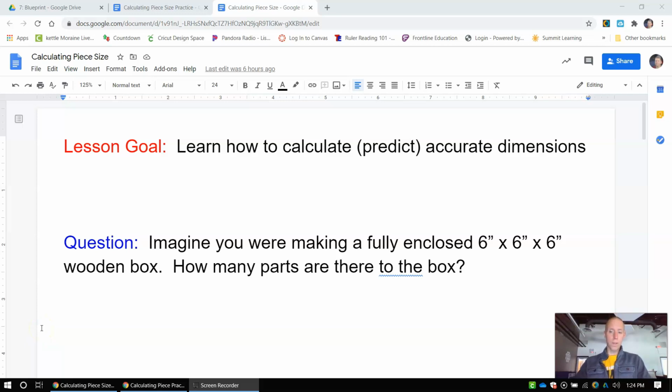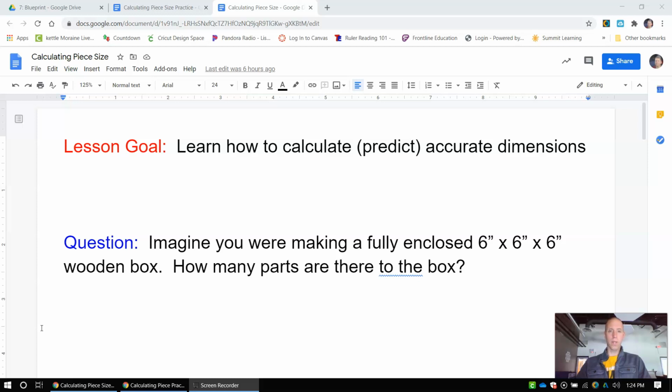Our big goal with this lesson is we want you to be able to calculate and predict what are going to be the dimensions of the different parts for your project. Because if you think about it, if we're going to go in the workshop and start cutting up pieces of wood, we need to know the exact dimensions of those pieces of wood, so things fit together properly and there's no weird gaps or anything like that.